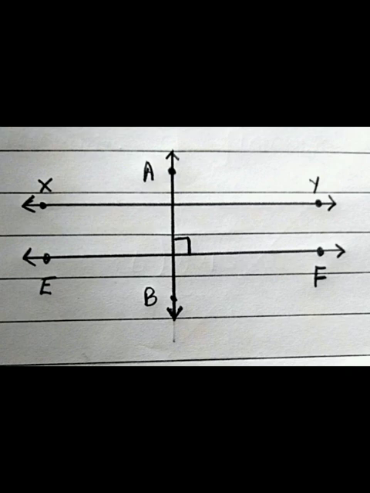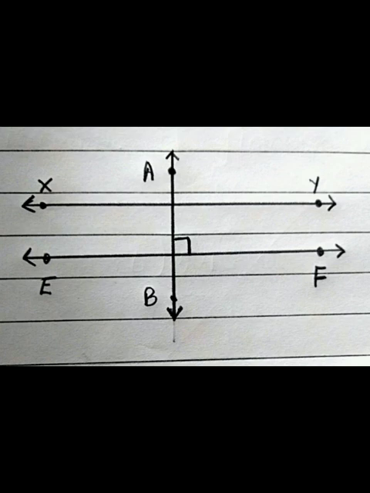We have three lines: line AB, line XY and line EF. An angle is formed by two lines, line AB and line EF, and it formed a 90-degree angle. So first we will write the pairs of parallel lines.